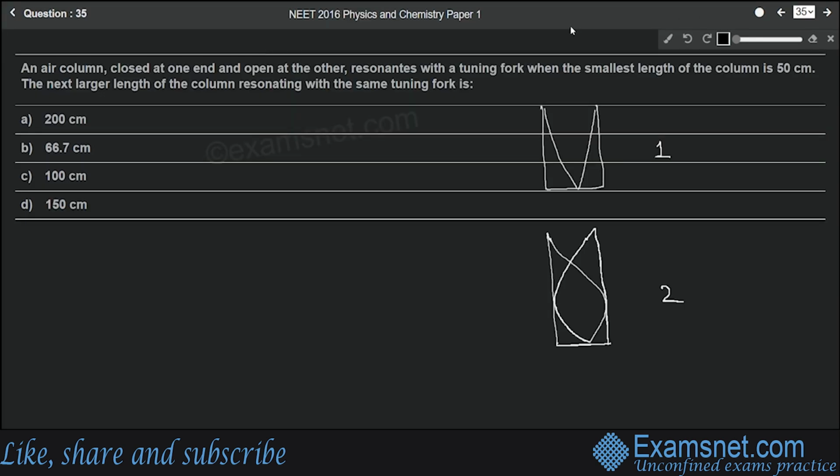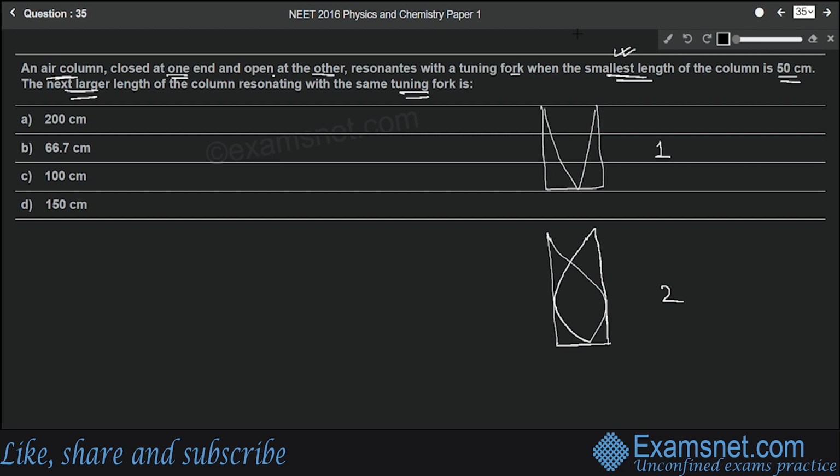Now question number 35 is from the chapter Oscillations, and the question is, an air column closed at one end and open at the other resonates with a tuning fork when the smallest length of the column is 50 centimeter. The next larger length of the column resonating with the same tuning fork is. Okay. So again, two cases are there. In the first case, there is the smallest length. That means we are talking about the fundamental frequency. So I have drawn the diagram of both the cases. Okay. A rough diagram. So in the first case, the smallest length is 50 centimeter.